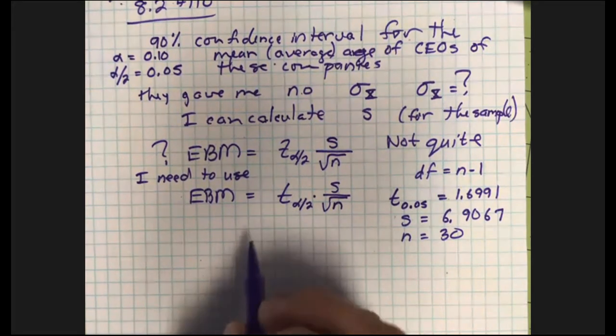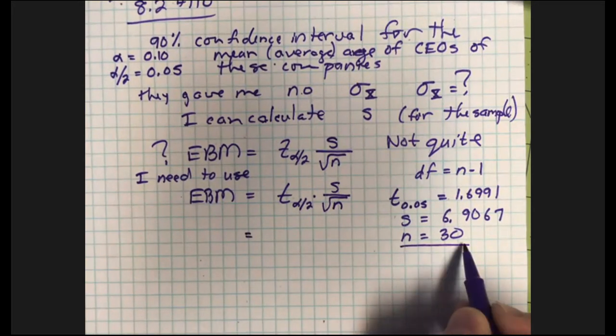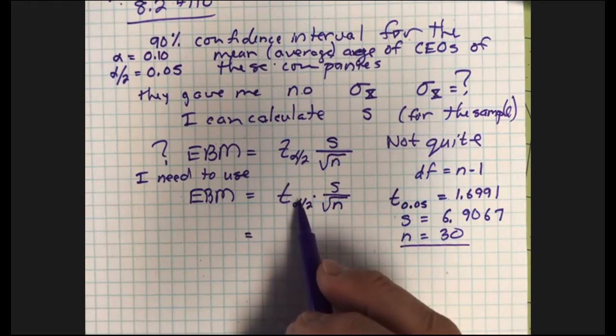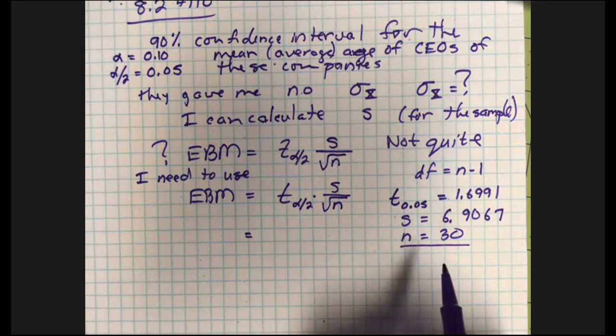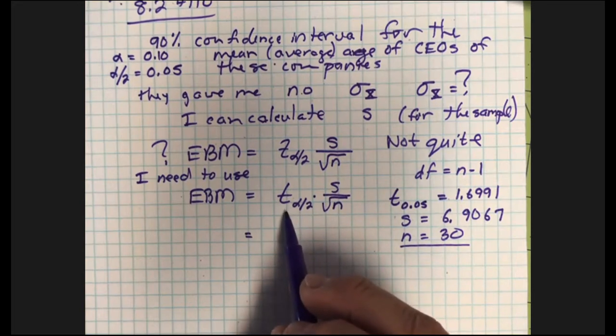Now I'll tell you that when the sample size is relatively large, like 30, then the difference between z alpha over 2 and t alpha over 2 is very small. But if I was only sampling 10 of the companies, this curve, this t-distribution, would look different. And that's the problem. If I have a smaller sample, I need to be more accurate with this multiplier here.